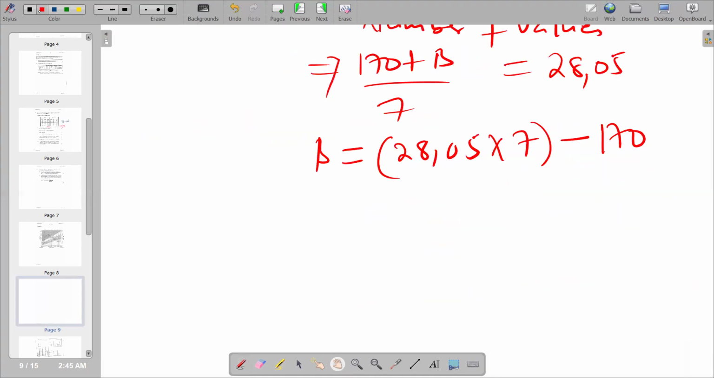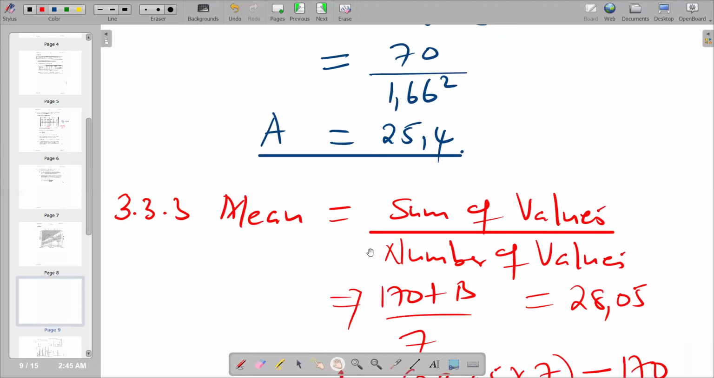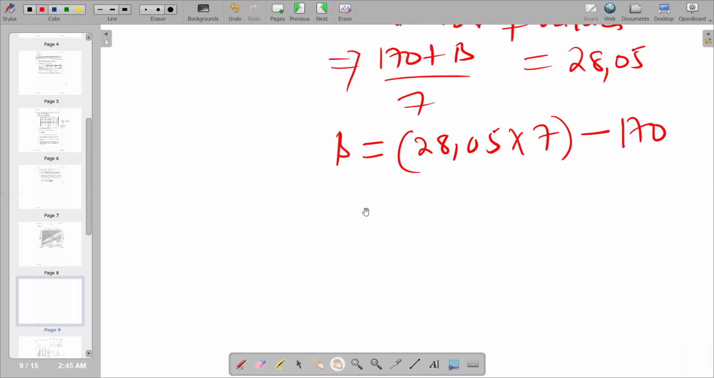So this is what we have. And you calculate it in such a way. Right, if we calculate it in such a way, you see that the answer that you are supposed to get becomes B equals 26.35. So basically, that's what we have on B.